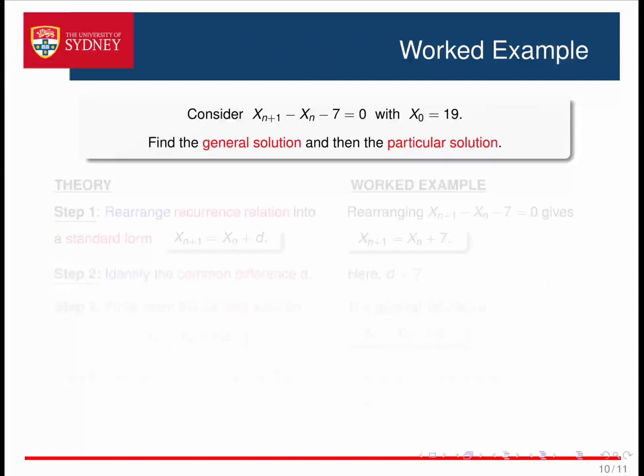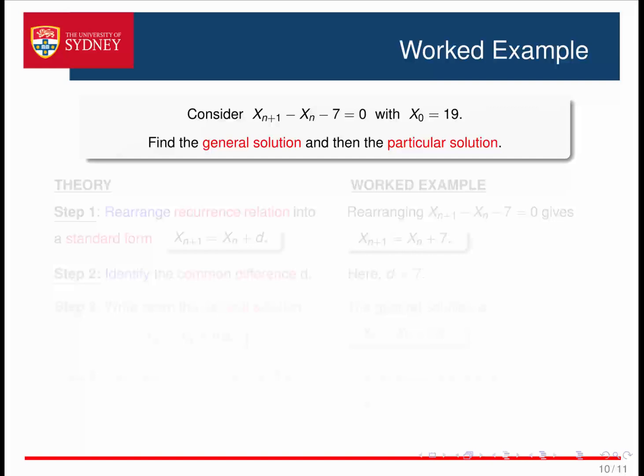Slide 10, worked example. To consolidate what we've learnt so far, let's solve a couple of constant absolute difference recurrence relations. These examples will be presented in a double column format where the left-hand column corresponds to the basic theory and the right-hand column corresponds to the theory applied to our example.